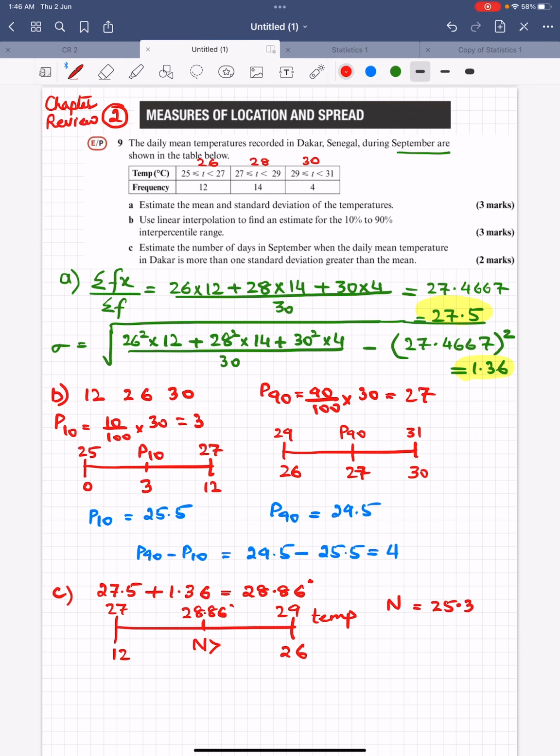But we are looking for the number of days greater than 25.3. So the number of days greater than 25.3 will be 30 minus 25.3, which is equal to 4.7, which can be rounded to 5 days to the nearest day.